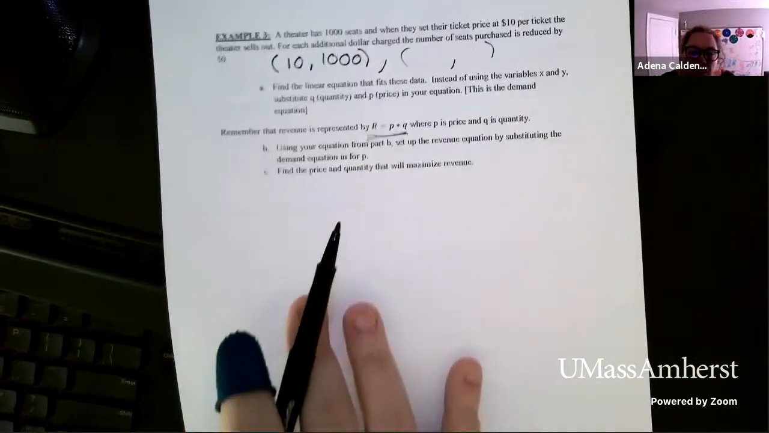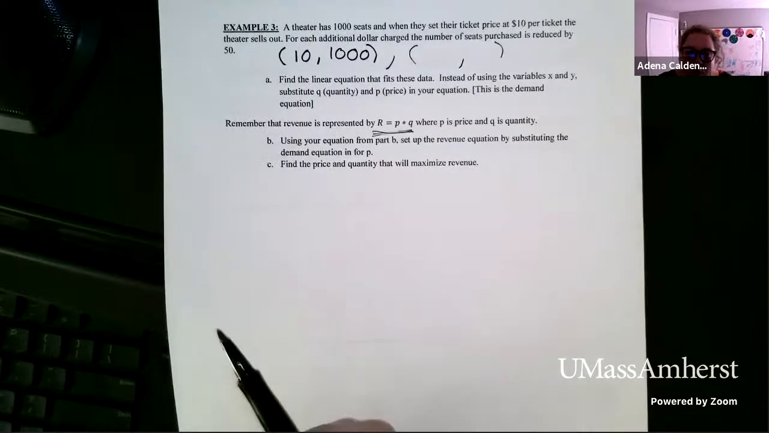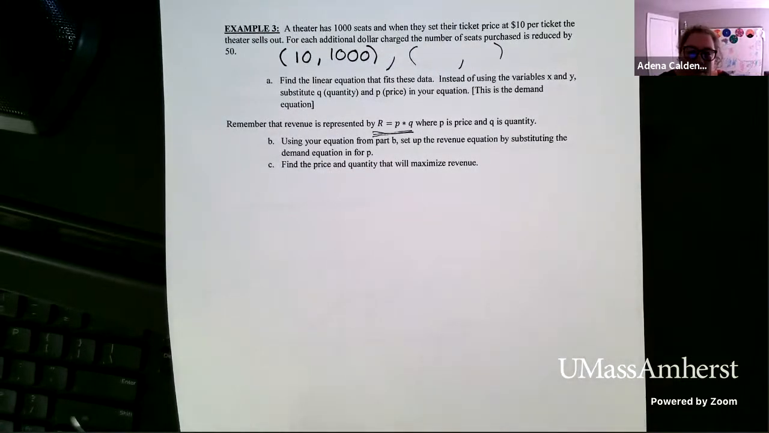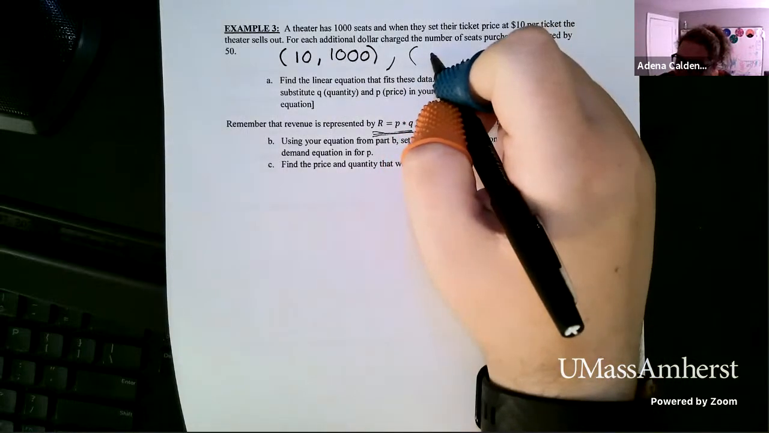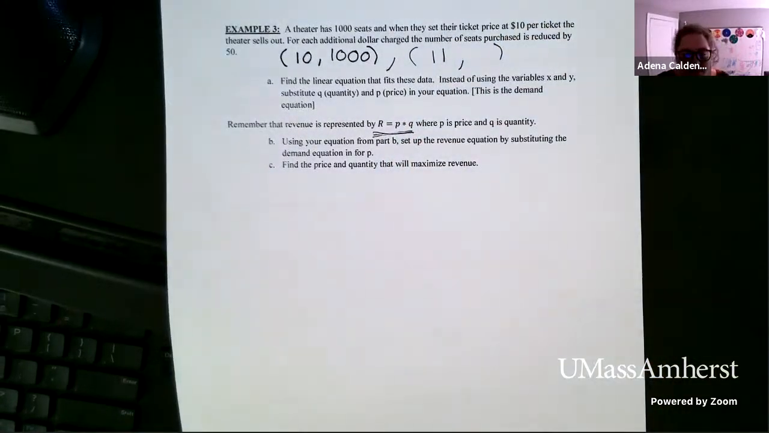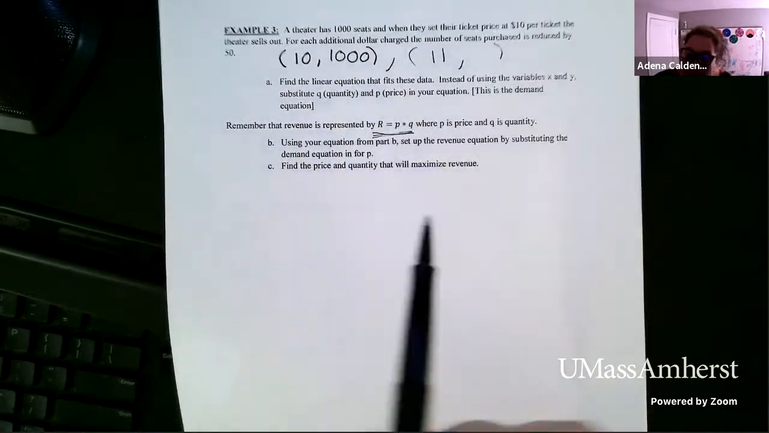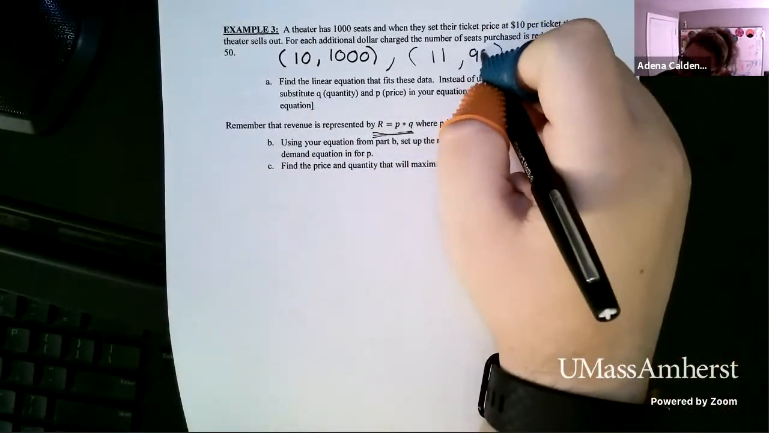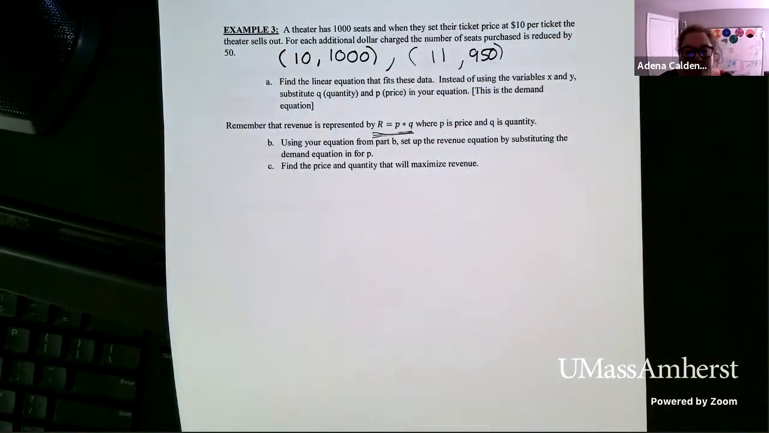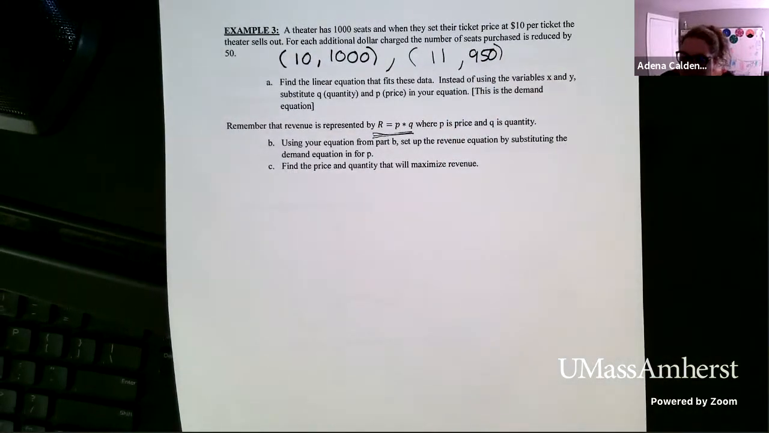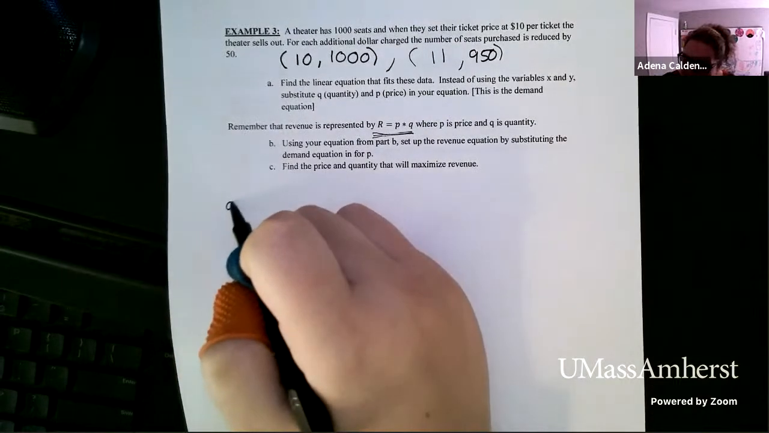We also know that for each additional dollar charged, the number of seats purchased is reduced by 50. So that means if we change this 10 to an 11, so one more dollar, that we have to subtract 50 from 1,000. So that's 950. So we have a second point here. And now we want to use this to get the equation of the line.